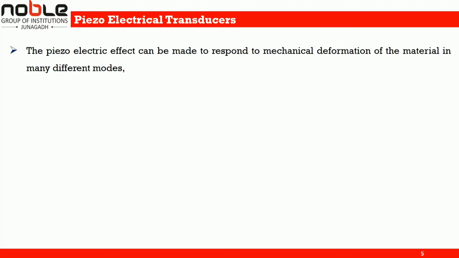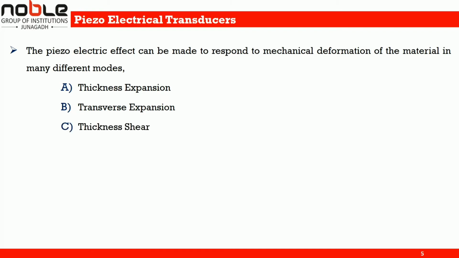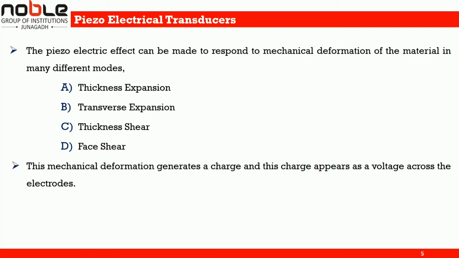Now let us see about the piezoelectric transducers. A piezoelectric effect can be made to respond to a mechanical deformation of the material in many different modes. First one, thickness expansion, transverse expansion, thickness shear, and face shear. This mechanical deformation generates a charge, and this charge appears as a voltage across the electrodes. So E is equal to Q divided by C.